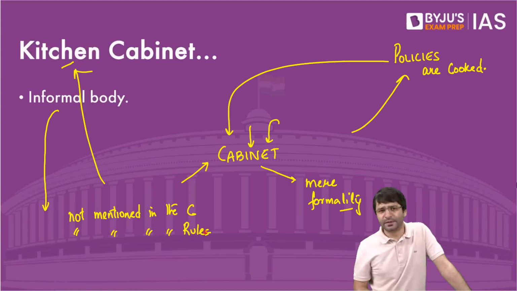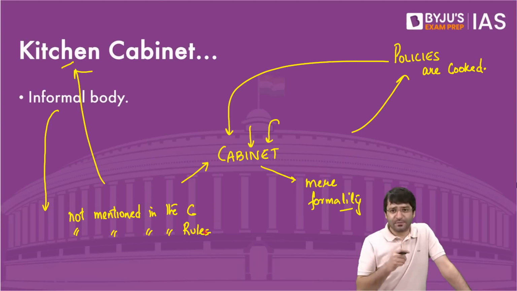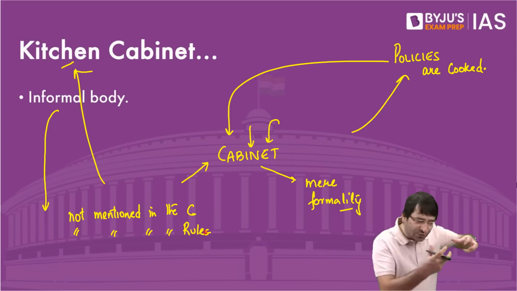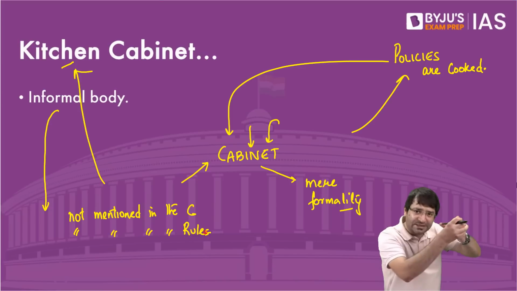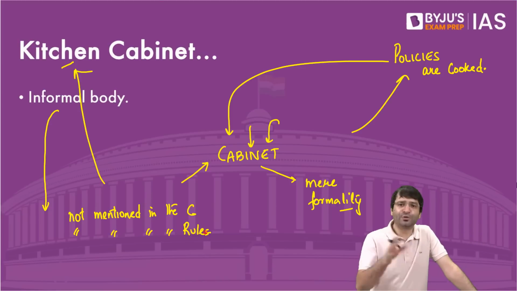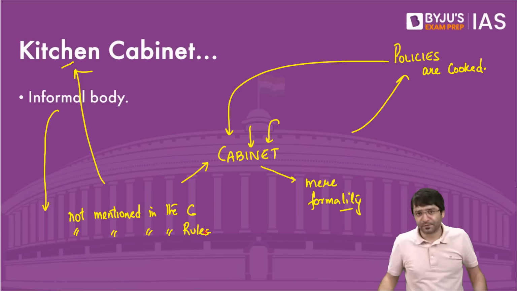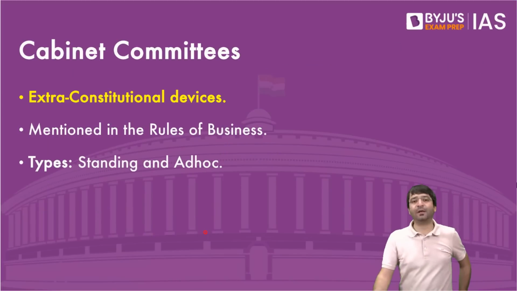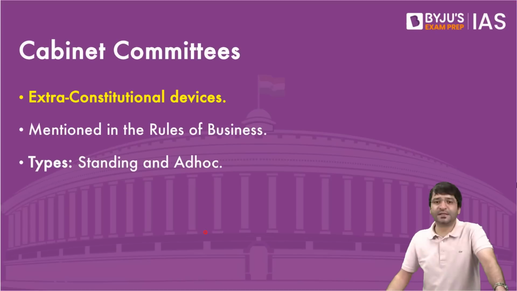Informal body. That means it is the experts, those who watch how the government functions. They claim that the Prime Minister relies on a certain set of people, and they call those people, including the Prime Minister, the kitchen cabinet, where the real policy is cooked. Although this term is not mentioned in the constitution or the rules, it's an informal body. Done? Then we have something called cabinet committees. And what are these cabinet committees?